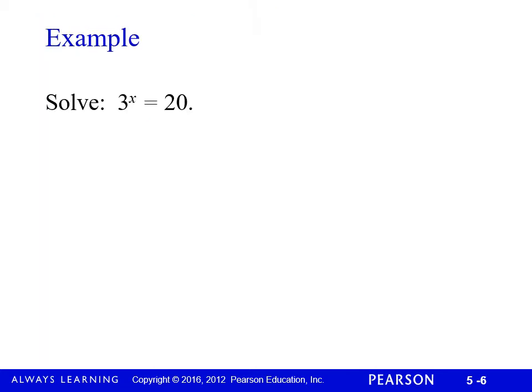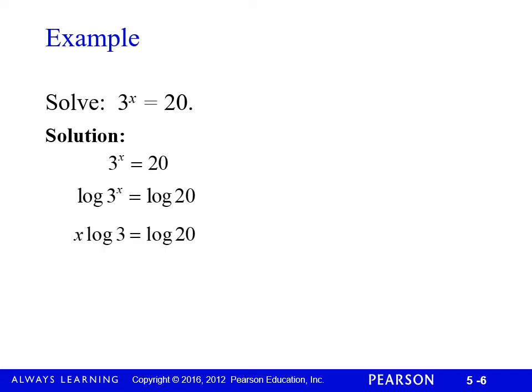So let's try another problem. 3 to the power of x equals 20. Again, we can see that this is not the same base. So we take the log of both sides. We bring the power down in front, so we get x log 3 equals log 20. Divide both sides by log 3.